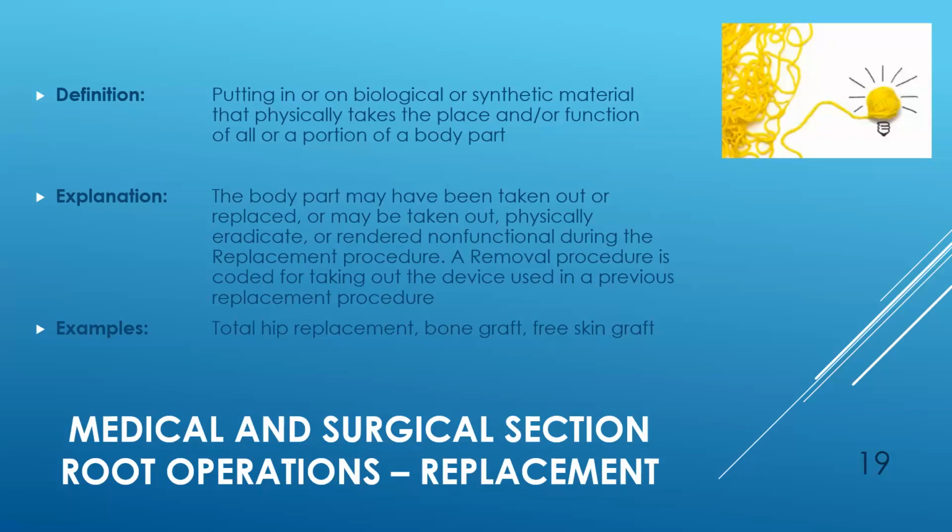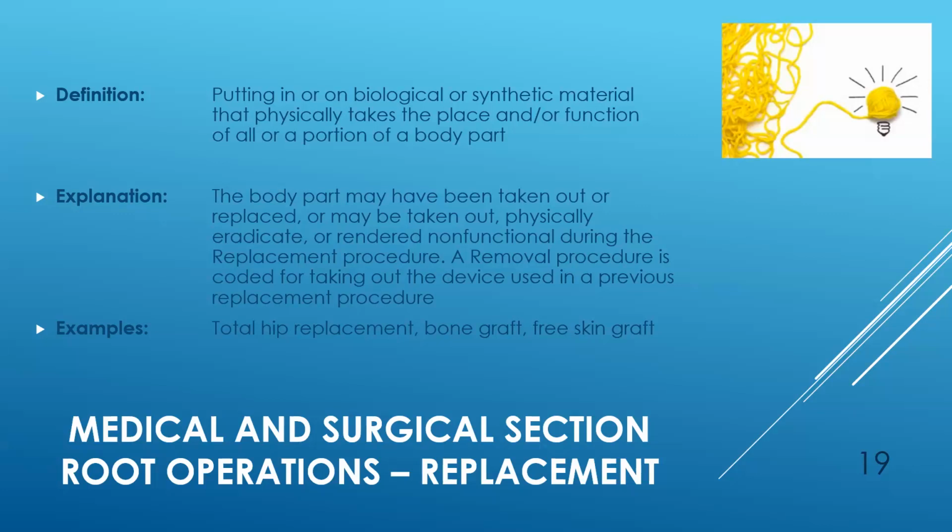Keep it simple. The body part may have been taken out or replaced, or may be taken out physically, eradicated, or rendered non-functional during the replacement procedure. A removal procedure is coded for taking out the device used in a previous replacement procedure. So that's good to know. These explanatory notes are very helpful. To recap, the body part may have been taken out or replaced previously. They do that a lot.